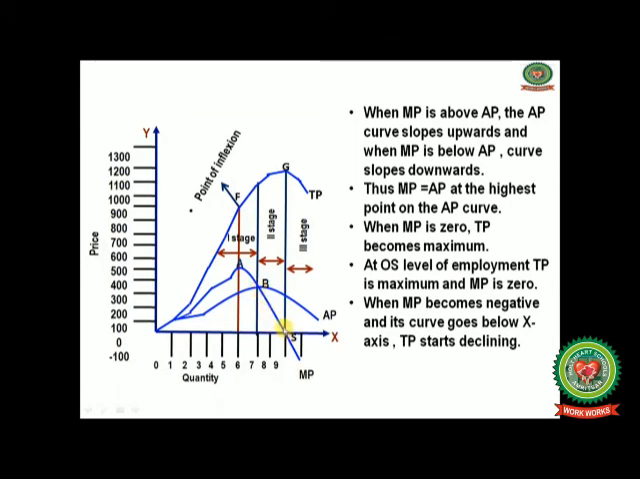When MP is 0, TP is at its maximum. So at OS, this level of employment, total product is at maximum at point G, and the additional output equals 0 at point S. After this it becomes negative and its curve goes below the x-axis, and TP starts declining at this point.